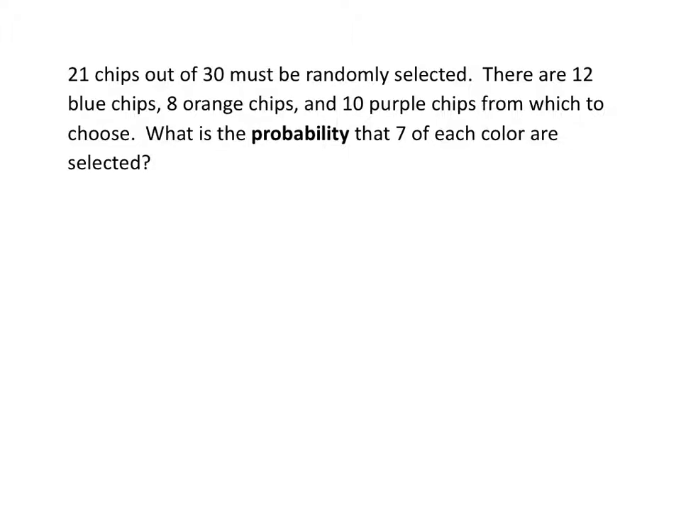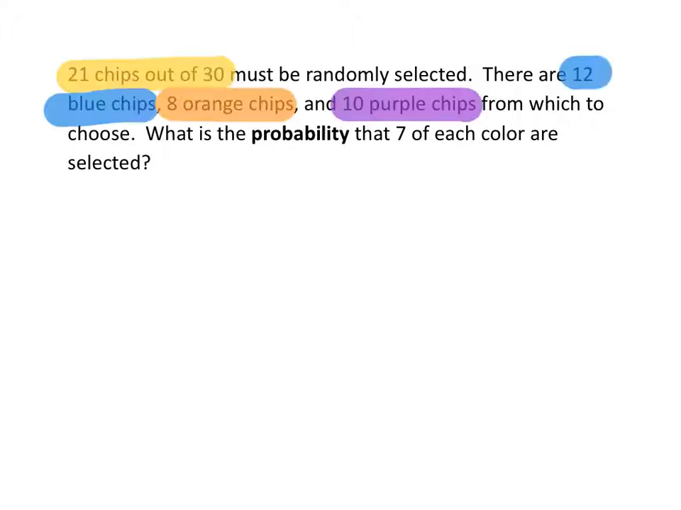Okay, now we're going to get into a couple examples where we have probability, so we have a little bit more coming into play rather than just using perhaps one formula to solve one of these types of word problems. So 21 chips out of 30 must be randomly selected. There are 12 blue chips, 8 orange chips, and 10 purple chips from which to choose. What is the probability that 7 of each color are selected?